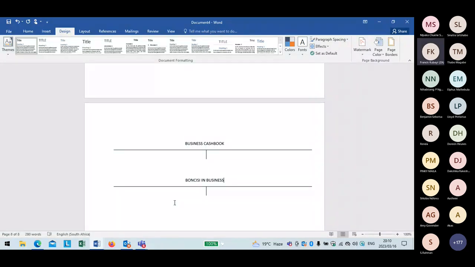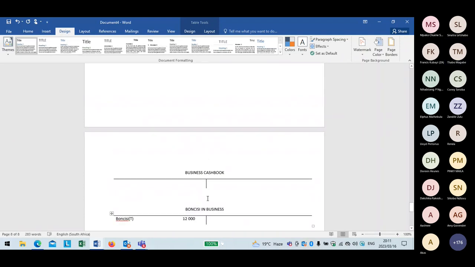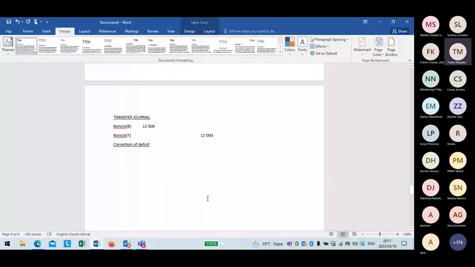Then we debit business account and credit Bonches in business. Right. We debit Bonches in business, and our narration will be Bonches in trust. The amount here is 12,000. And then we go to Bonches in trust to credit.